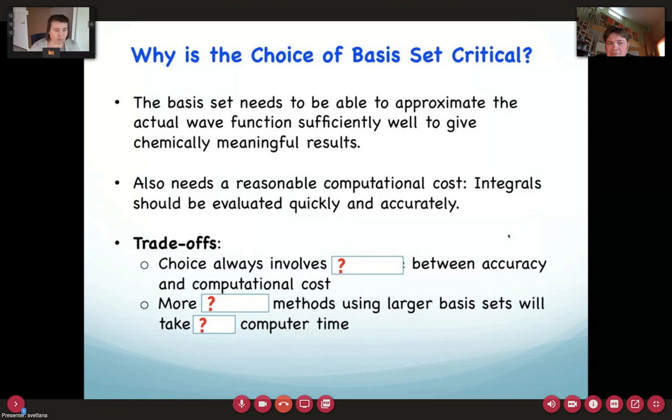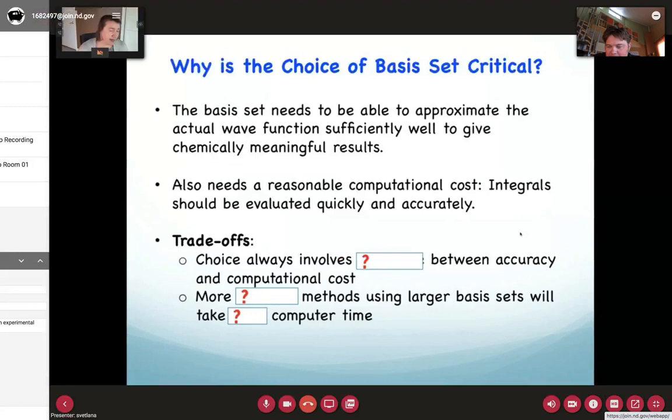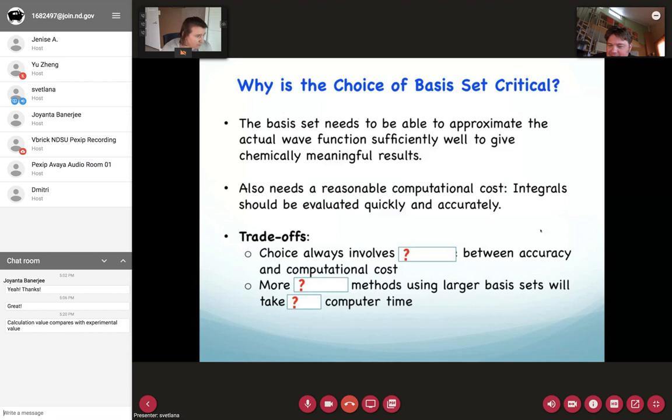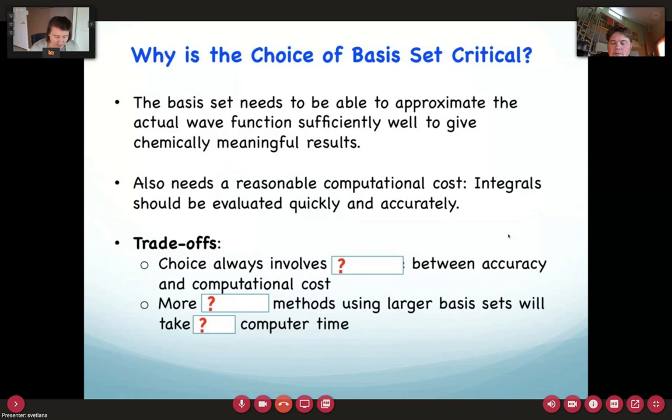Of course, these two requirements result in a kind of trade-off, a deal, which you always have to think about. Because if you want to get very accurate results, it immediately means that you have to spend a lot of computational time. So probably you need to give up on high accuracy to make your calculations be done in a reasonable time. So this is our trade-off. The choice always involves a balance between accuracy and computational cost. Because to get really very good accuracy, it's probably not feasible to do such calculations, because they require too much computational resources.